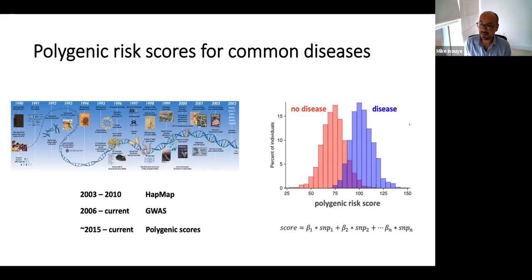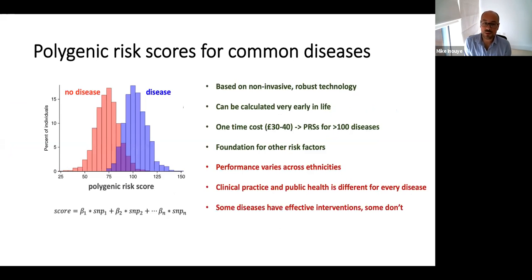Okay, so polygenic scores, being based on germline DNA, have both advantages and some real challenges as well. Of course they're non-invasive. You can spit into a tube. The technology to measure SNP variation across the genome, these relatively easy to use SNP chips from Illumina or Affymetrix, is a very robust technology, very reproducible.